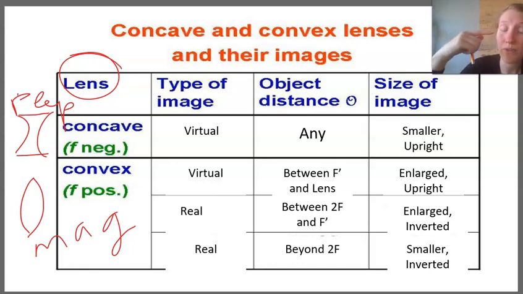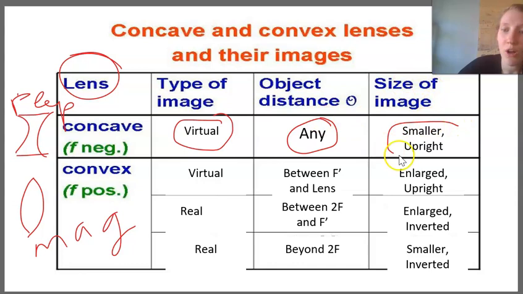Our eyeballs have convex lenses in them. They form real images on the backs of our retinas, and they're actually upside down, and then your brain flips them. It's kind of interesting. So, concave type of image: it will always create a virtual image. Object distance can be any distance, it does not matter, and the size will always be smaller and upright.